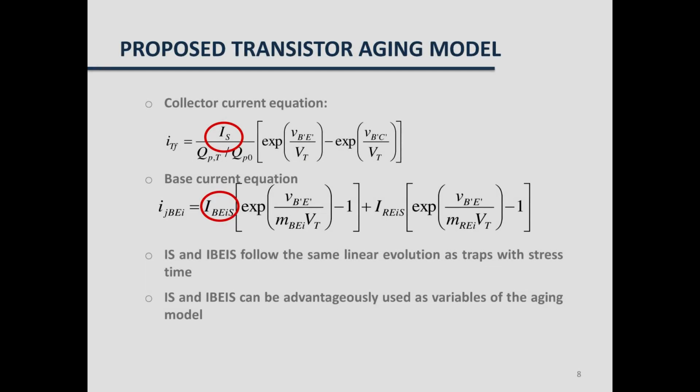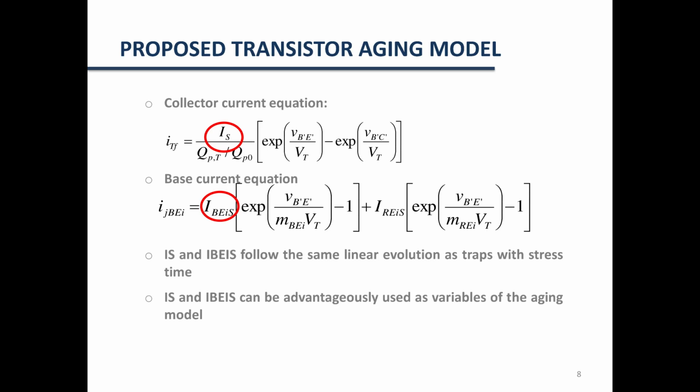So the point is that donor traps, I'm now on slide 8, are not actual model parameters. If we look at the HICAM model, for instance, we have an equation for the transfer current or collector current and for the base current. And in these equations, we don't have any parameter like donor traps. We have saturation currents, for instance, IS or IBEIS. So the lucky strike is that those saturation parameters follow the same linear evolution as traps with stress time.